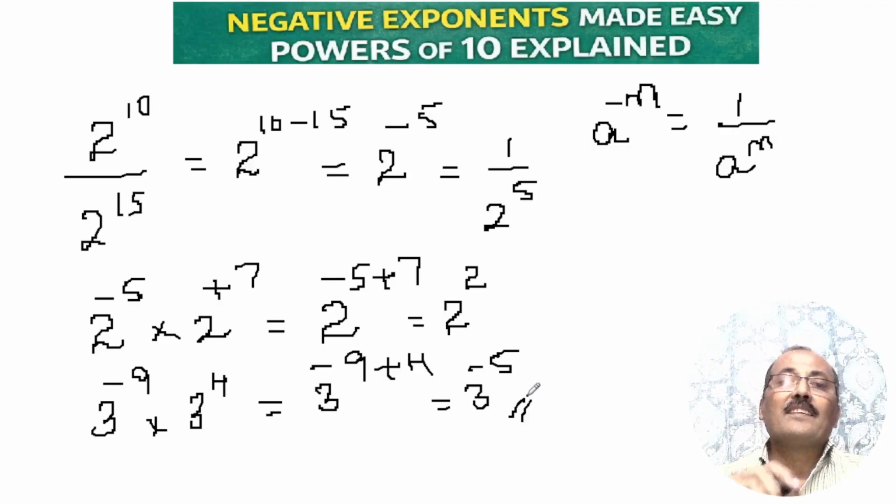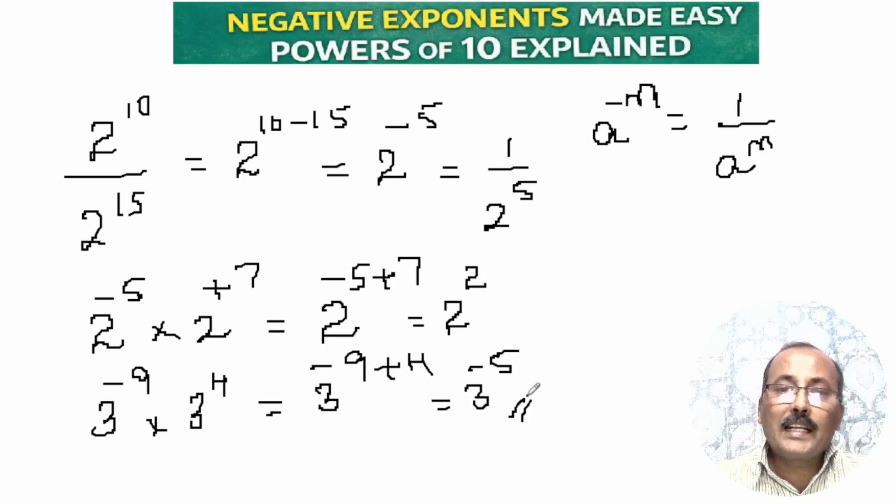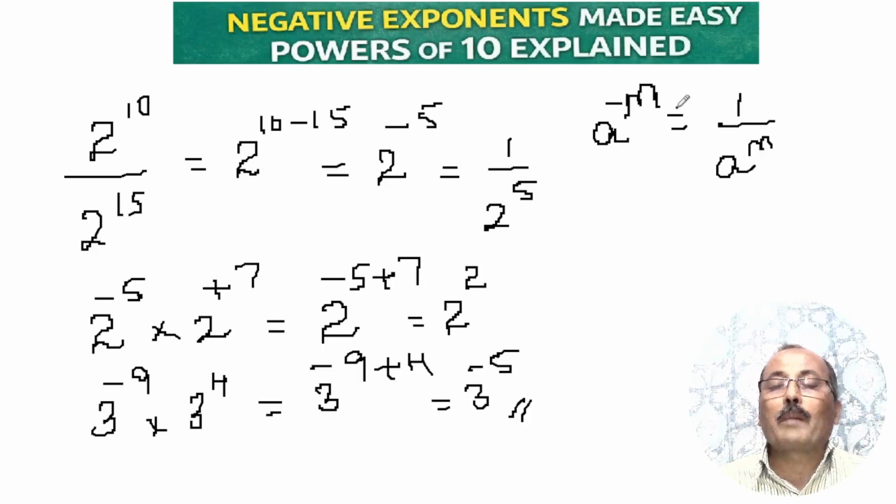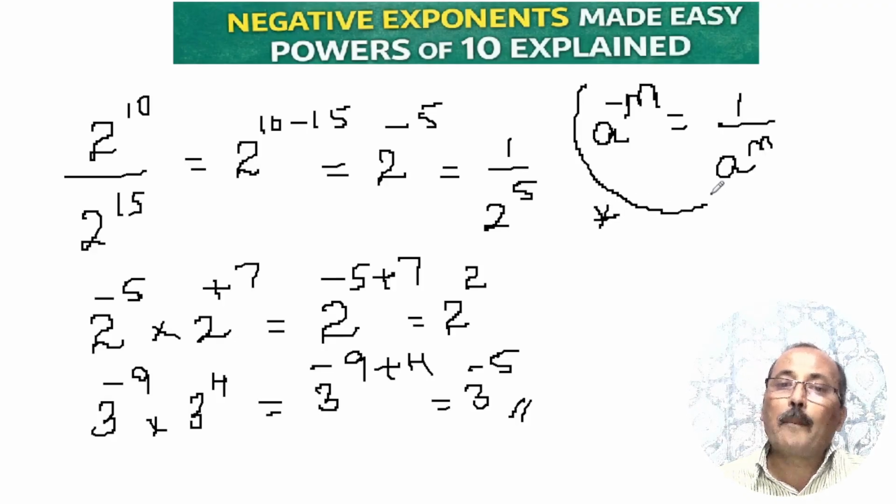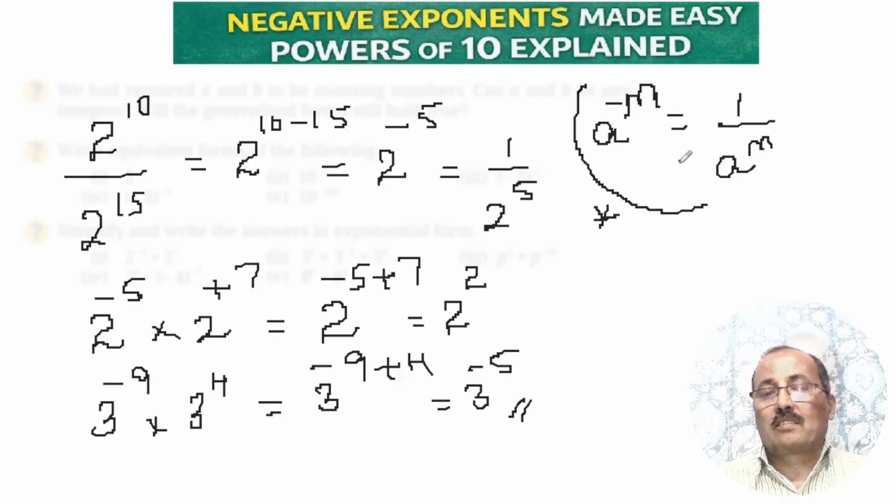This is the way we get negative exponents. While doing the sums, negative exponents automatically come. But for that, in the laws of exponents, there is also one law: a power minus m equals 1 by a power m. This will be very useful in the future. Let us apply this law in future sums.